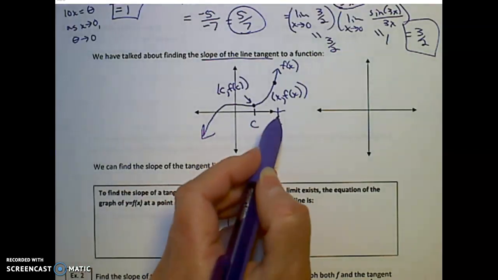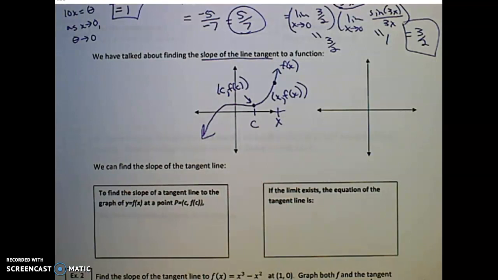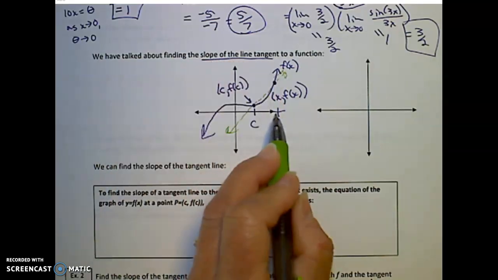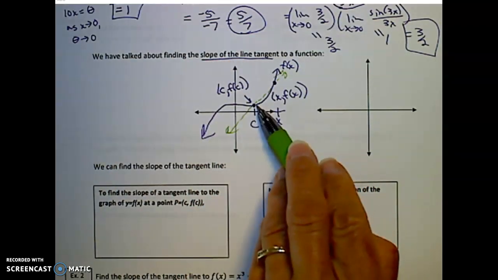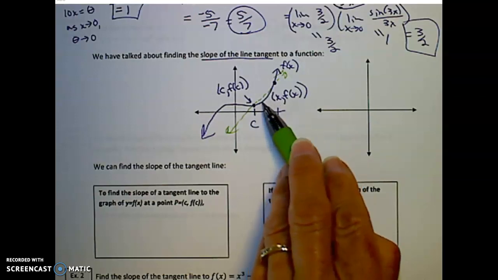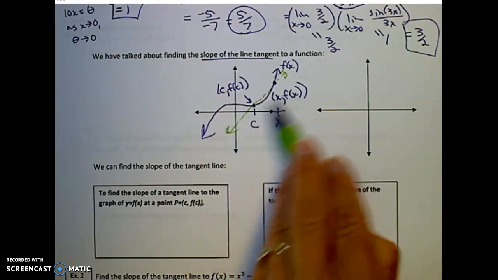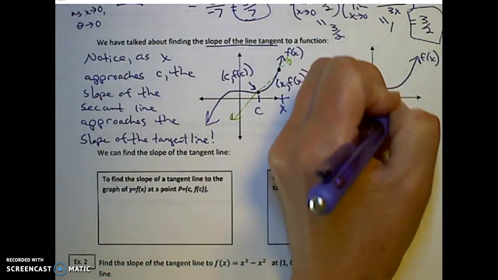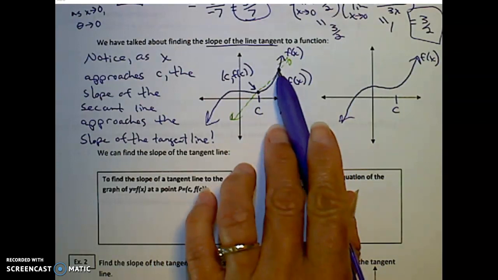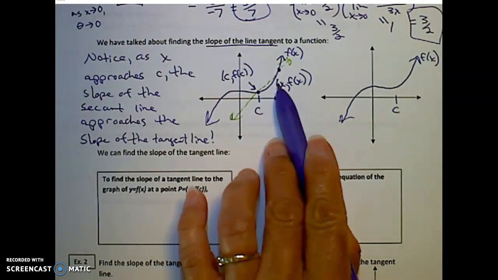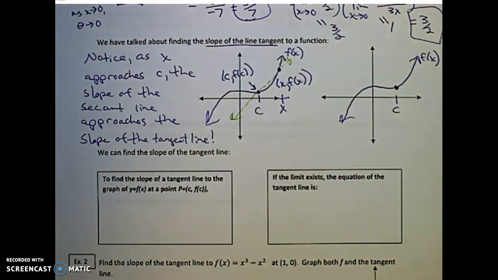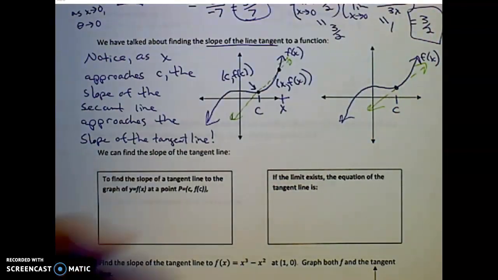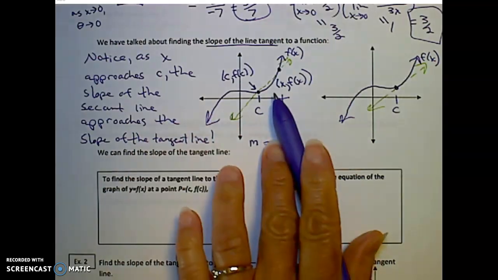Alrighty, and please notice as my x value gets closer and closer to C, the slope of this secant line approaches the slope of the tangent line. Let me jot that down. So again, as those x values get closer and closer to C, that difference between them gets smaller and smaller, the slope of the secant line approaches what we are looking for, that slope of the tangent line. Alrighty, please notice, how do I find the slope of that secant line?